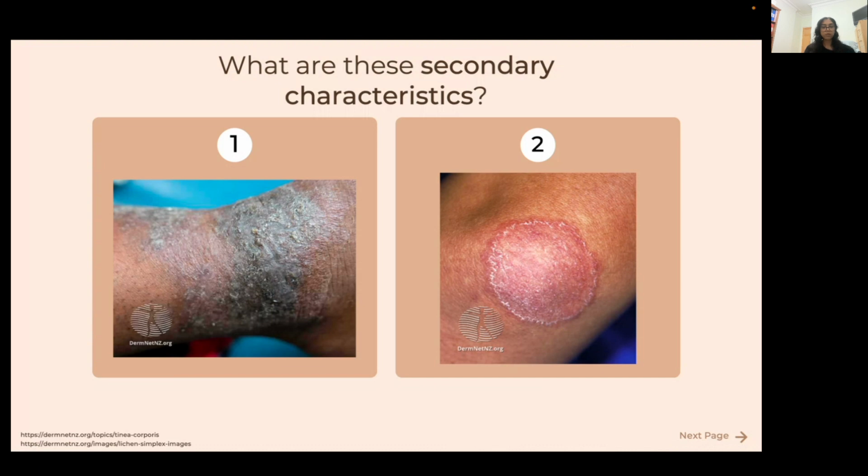So we have one, lichenification. I agree. Okay, and for 2, someone's written sloughy ulcer with a question mark.